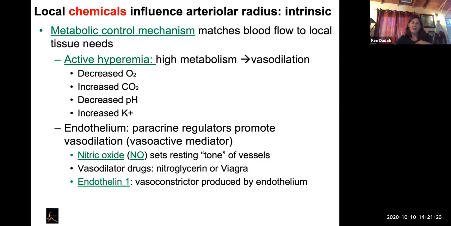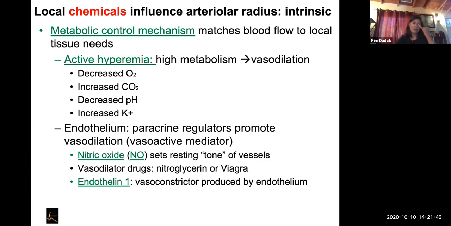So if you have a heart problem, that's why there's a warning label on Viagra to not take it, because you can be having too much nitric oxide, which would cause widespread vasodilation and a very dangerous drop in blood pressure. So you have to be careful about these things.